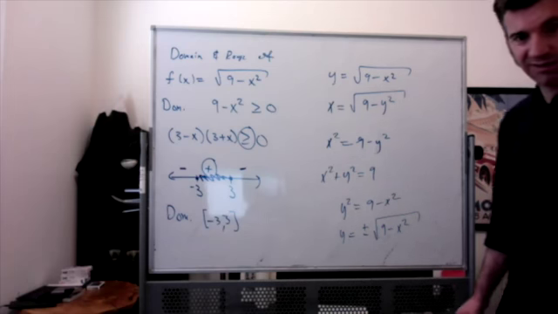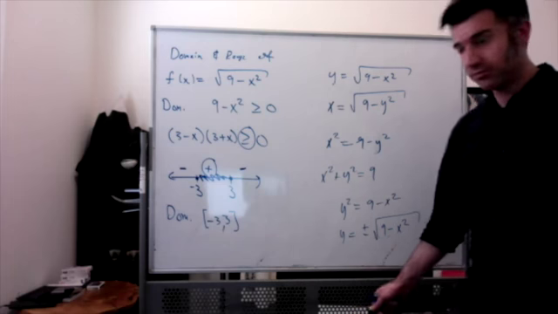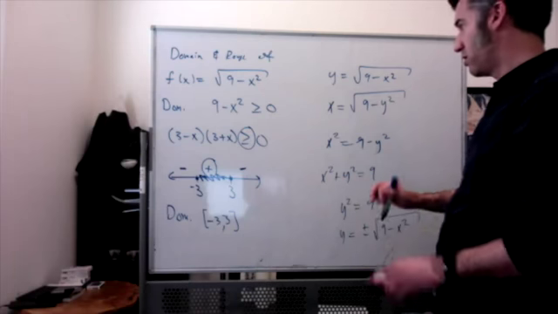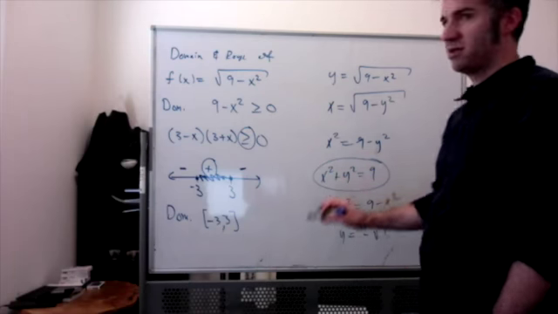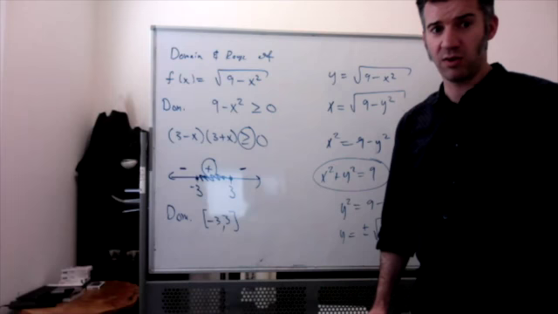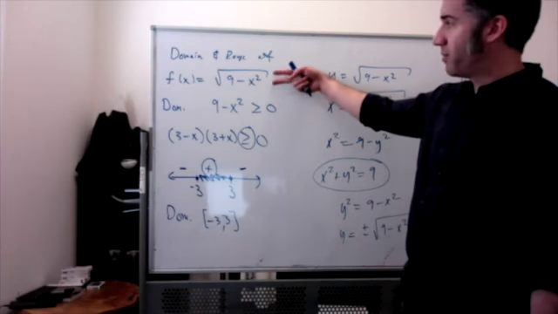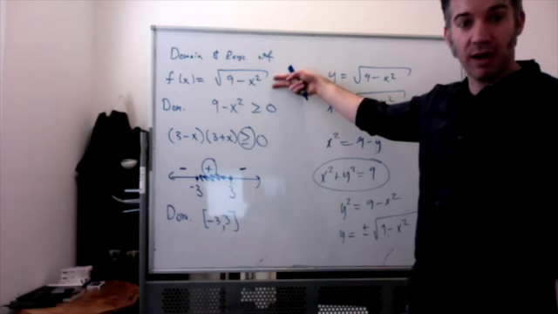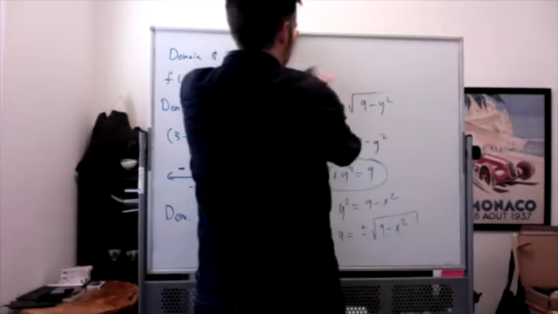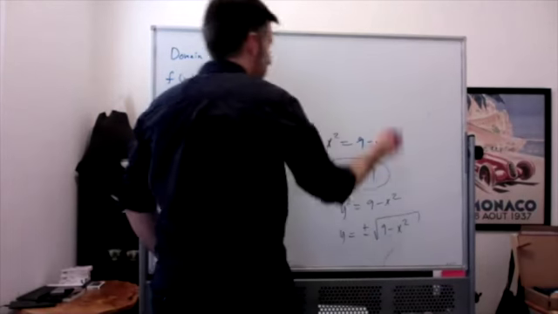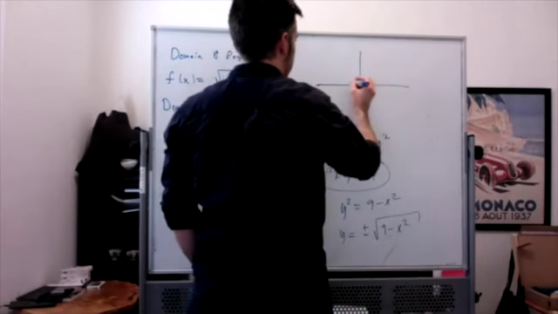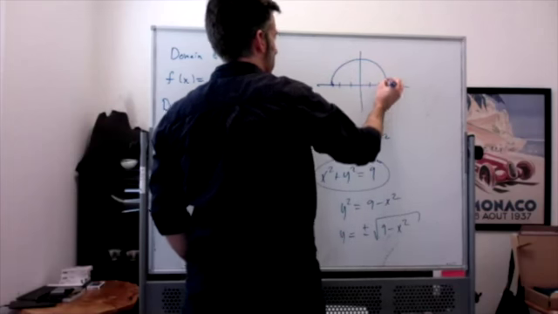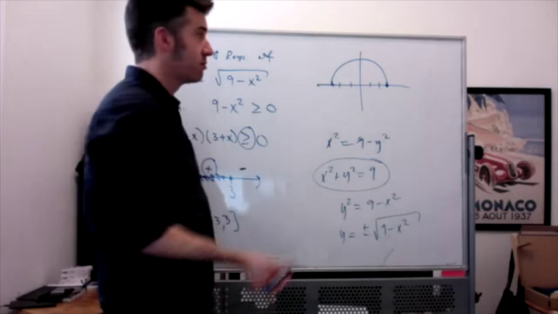Seems problematic. I don't like this plus minus. Here's what we really should do. We should say, well, look, we've got a circle whose center is the origin, radius is 3, except if it's the square root of 9 minus x squared, it's only the top half, right? Because here y has to be positive. So what we really have here is the top half of a circle whose radius is 3.